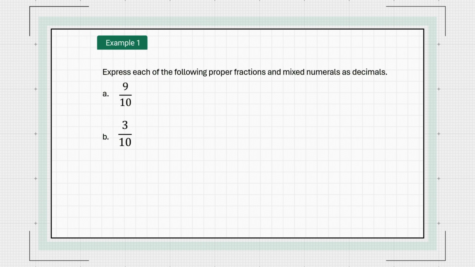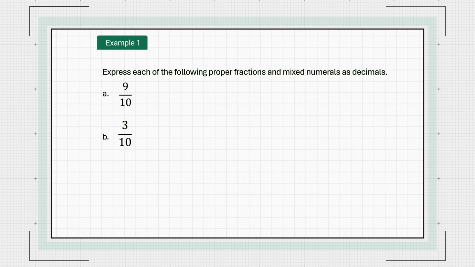Alright, welcome back. So now we're going to be looking at how we convert a fraction to a decimal, or what the relationship with them is. So we're asked to express each of the following proper fractions and mixed numerals as decimals. So here we just have two proper fractions, and we have 9 groups of 10.